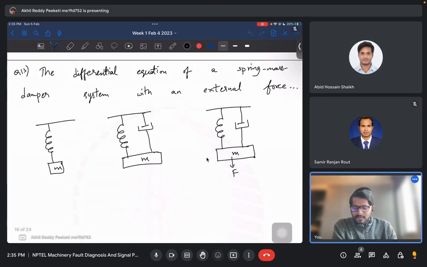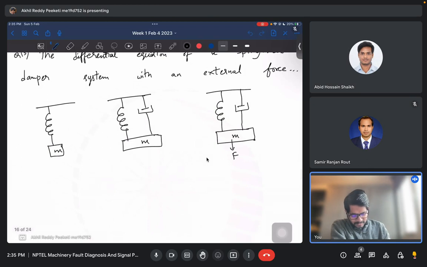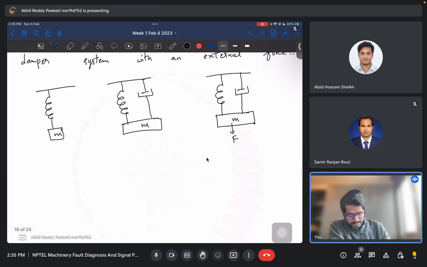So we basically look at the vibrations in spring mass damper systems. So the first simple case, and here the question is related to how the differential equation will look in a spring mass damper system with a given external force F. So if you're writing a governing equation or the differential equation, first you need to simply look at the free body diagram.